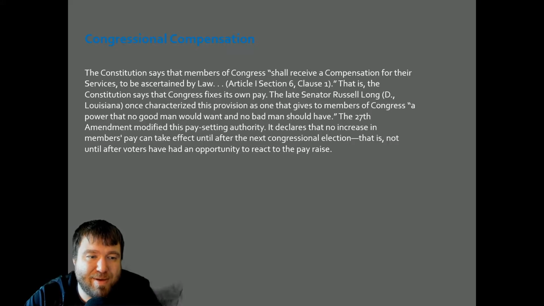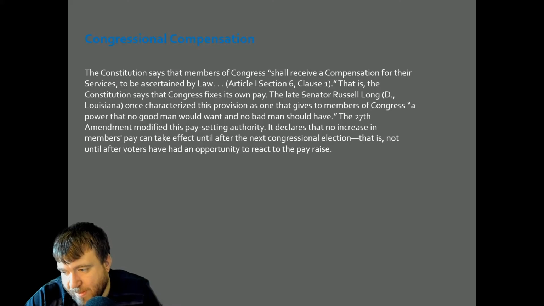The 27th Amendment modified this pay-setting authority. It declares that no increase in members' pay can take effect until after the next congressional election. That is, not until after voters have had an opportunity to react to the pay raise.